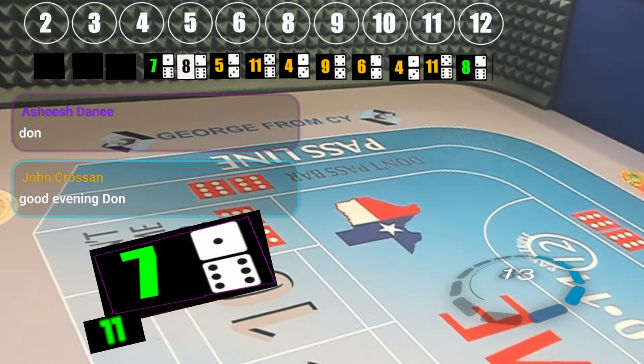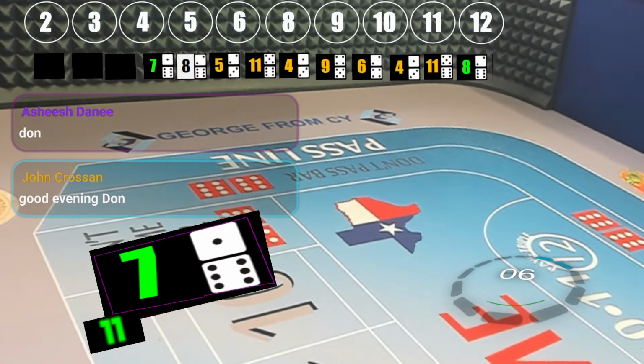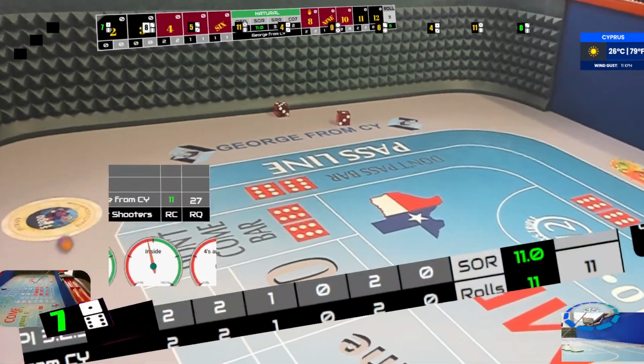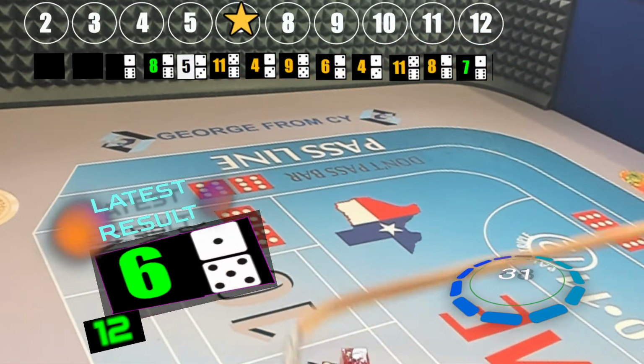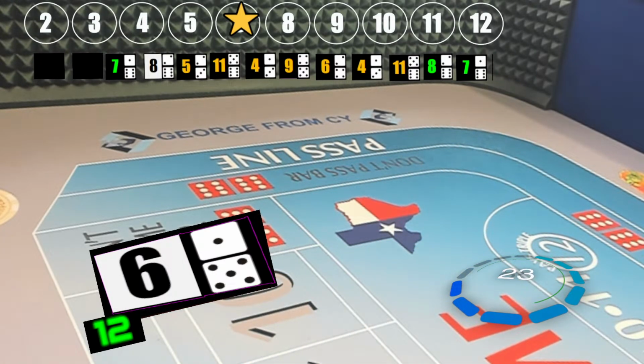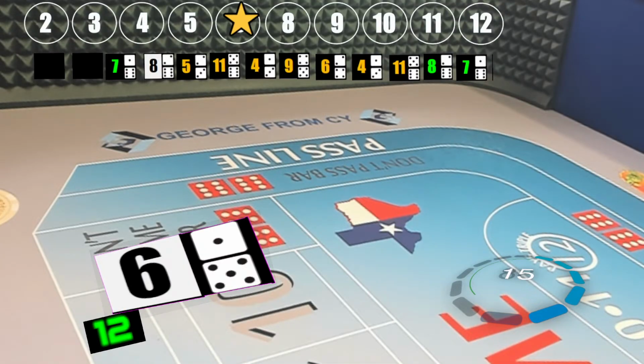So it's a 4, 5, 4, 1. Dice up. It's a 5, 1, 6 primary. 4, 1, 4, 2.